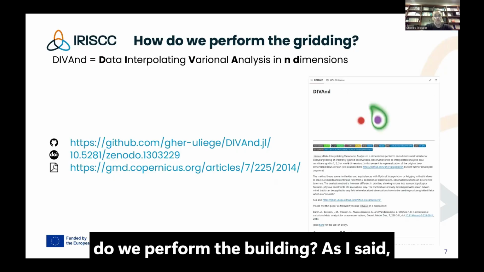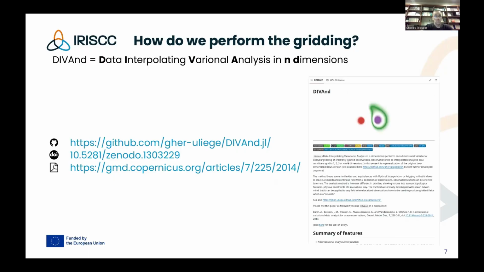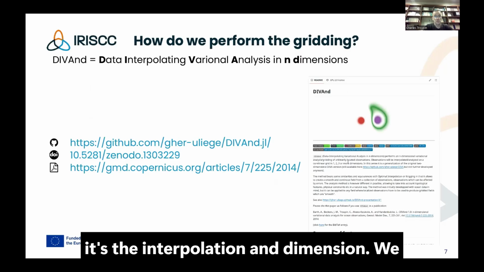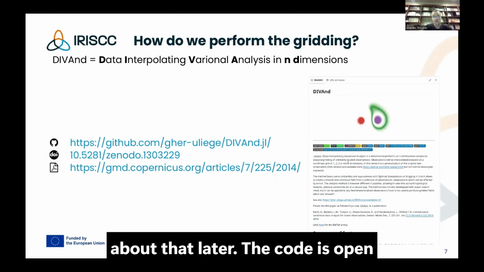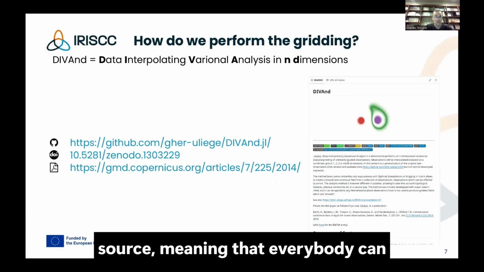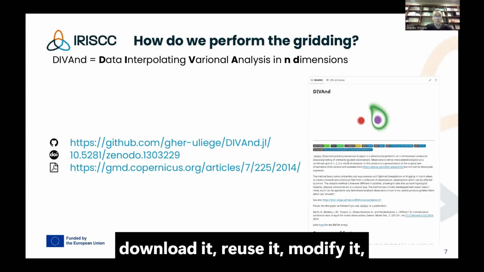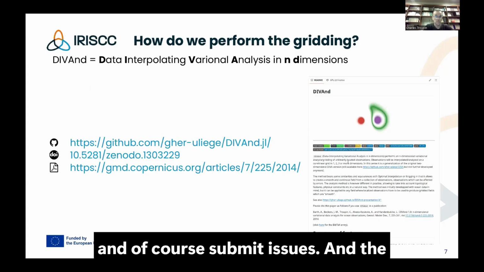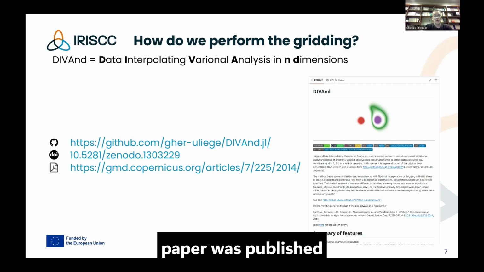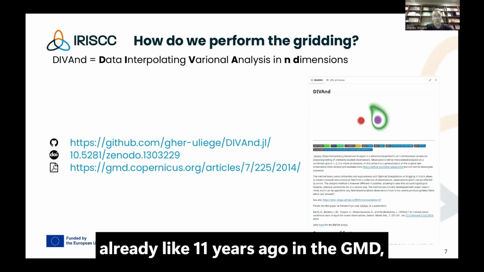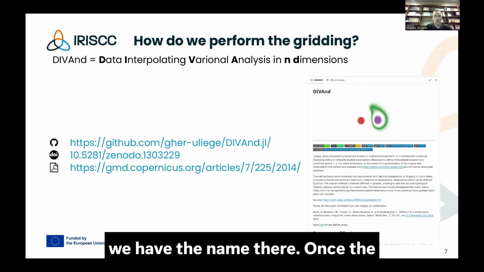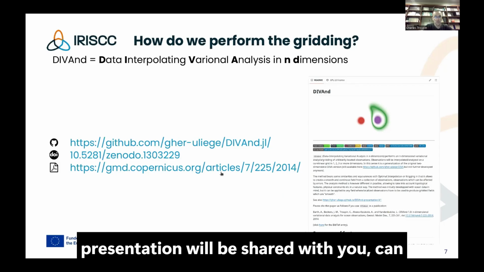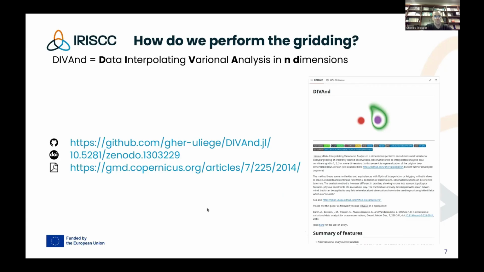So how do we perform the gridding? As I said, DIVA-ND is the interpolation in n dimensions. We have the code available on GitHub. It's a code written in Julia. We'll talk about that later. The code is open source, meaning that everybody can download it, reuse it, modify it, and of course submit issues. And the paper was published already like 11 years ago in GMD, the Geoscientific Model Development journal. So we have the link there. Once the presentation is shared with you, you can also get access to these URLs.